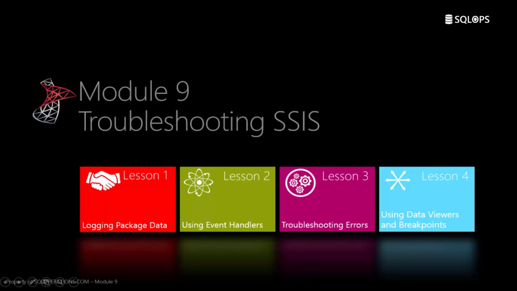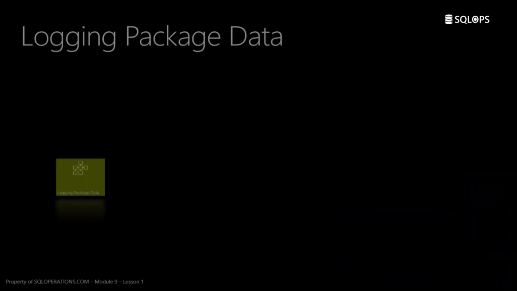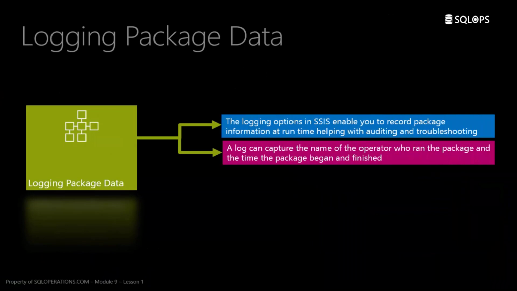So let's get started. Most businesses want to keep track of the packages that are running on their servers. The logging options in SSIS enable you to record package information at runtime. This lesson shows you how to use those built-in logging options. When you create a log, it can capture the name of the operator who ran the package and the time the package began and finished. Let's see how to create a package and how to set up logging for it.